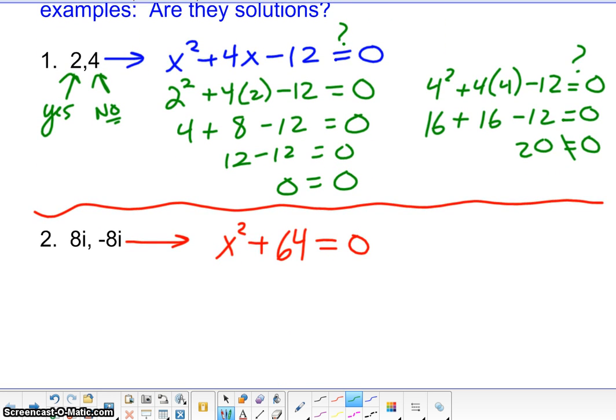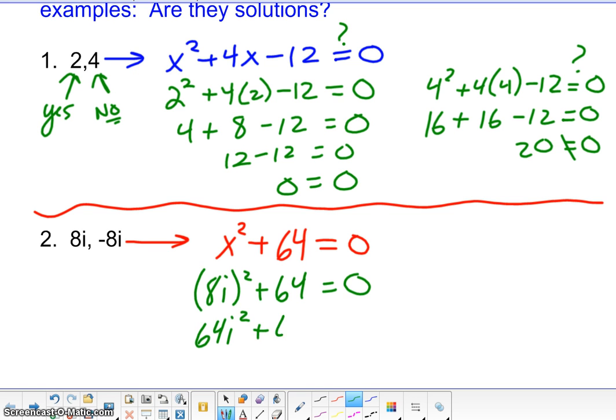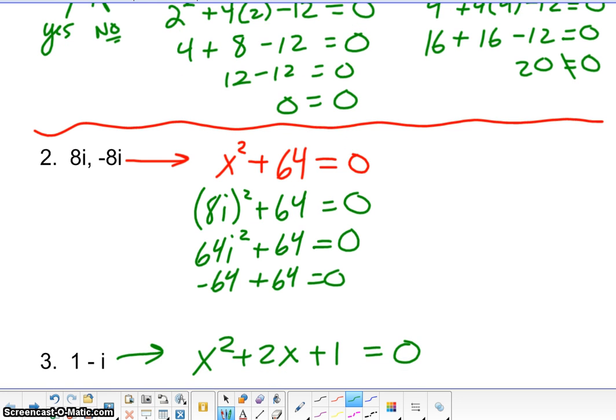Okay, on this one, now we're moving to complex numbers. If I take an 8i and plug it in everywhere I see an x, it would look like this. 8i squared plus 64 equals 0. So if I square both things inside, it's 64i squared. And i squared equals a negative 1, so that's just negative 64. And when I put the two together, I get 0. So that means that 8i is a solution.